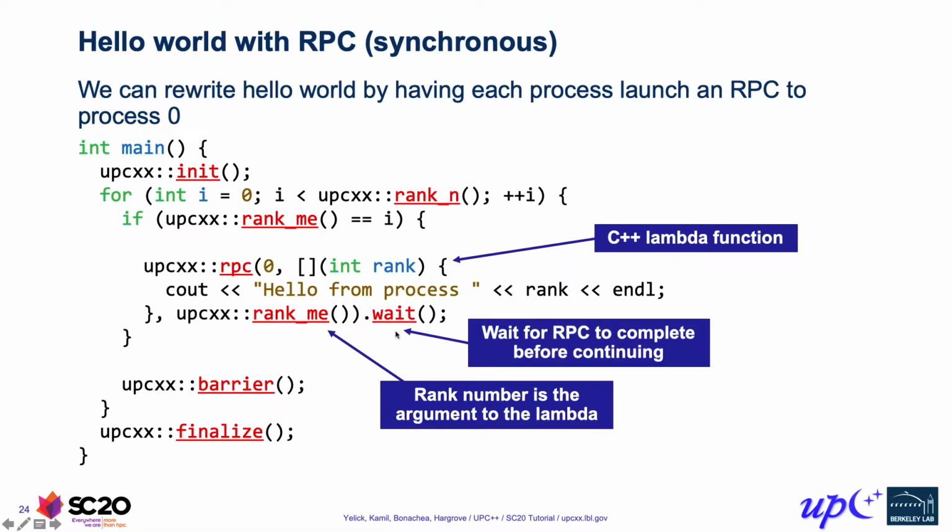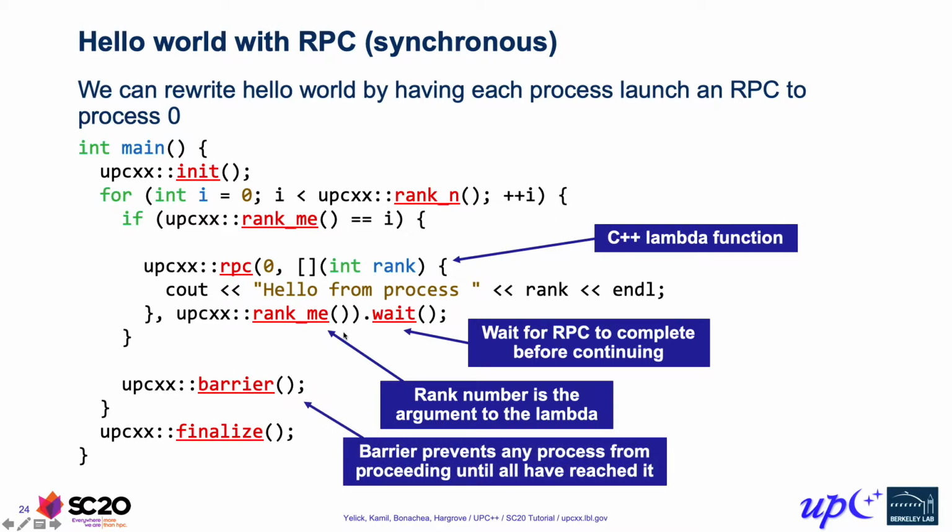We'll also make sure that the RPC completes before continuing onward. Again, a reminder, this is an asynchronous function. So if we want it to finish before proceeding to the next iteration, then we actually need to do a wait. And then as before, we need a barrier to make sure that nobody goes on to the next iteration until we're done with this one.